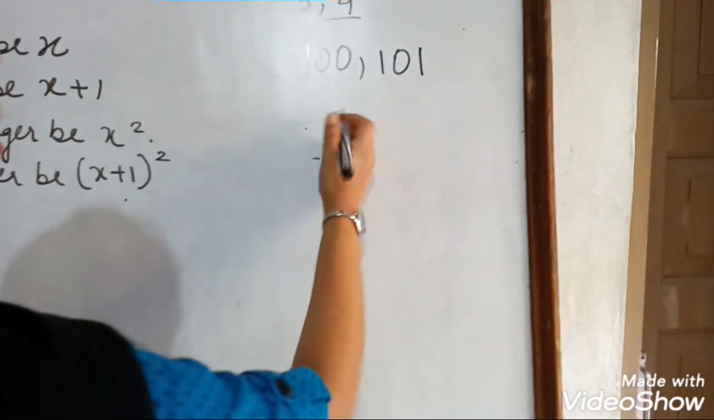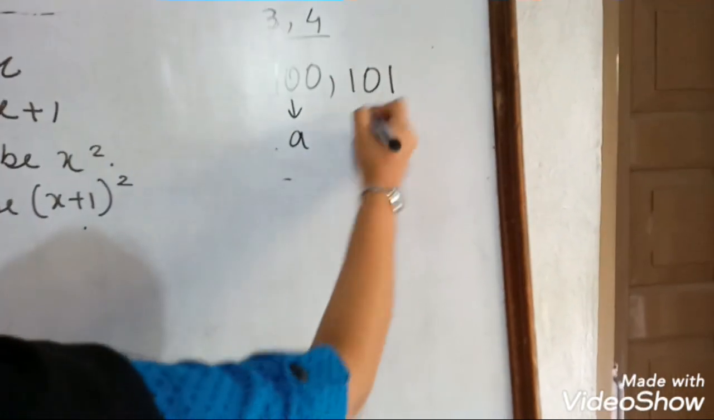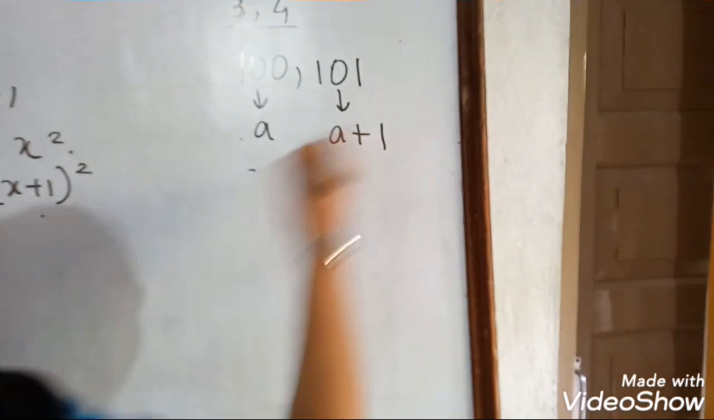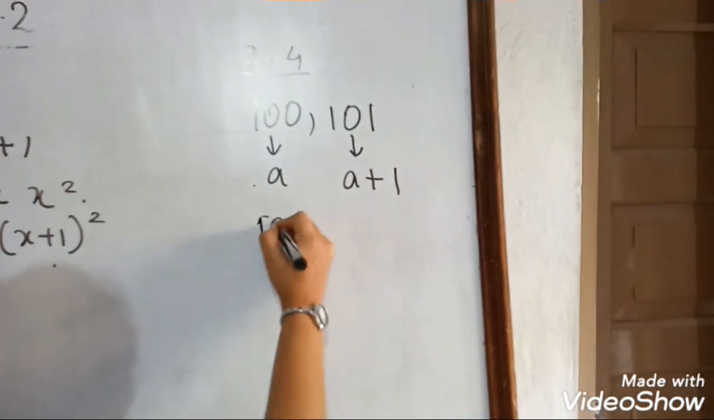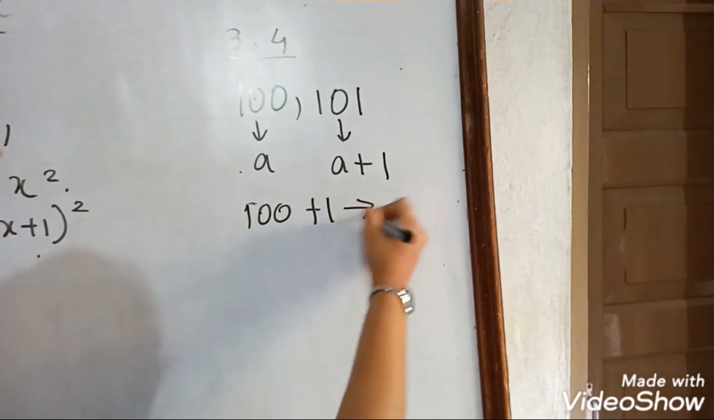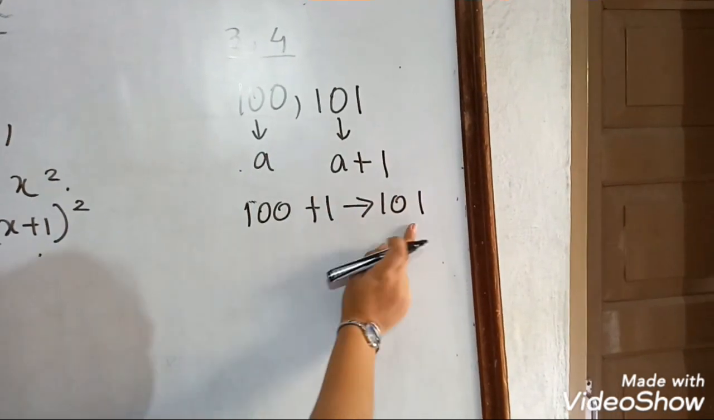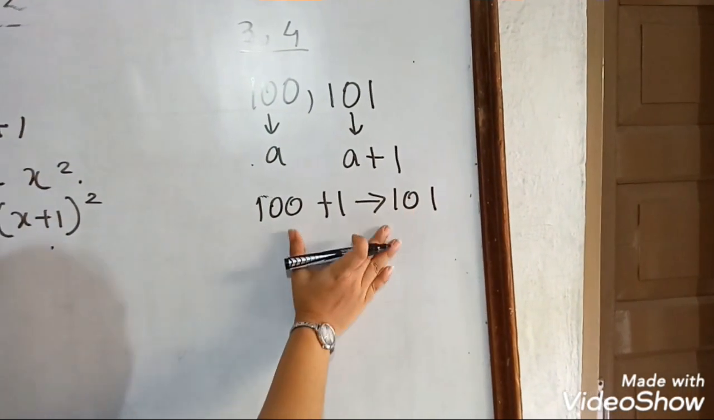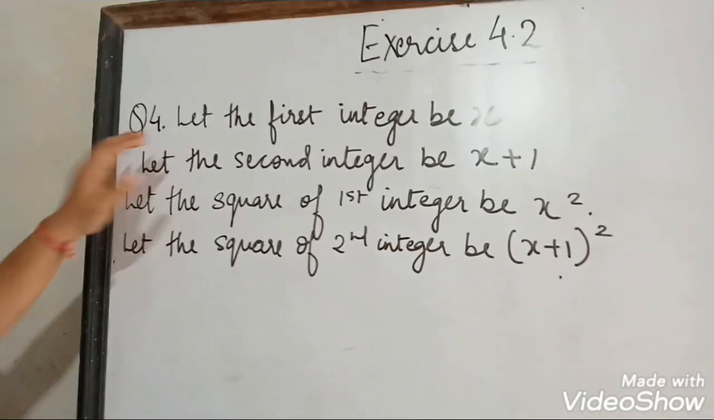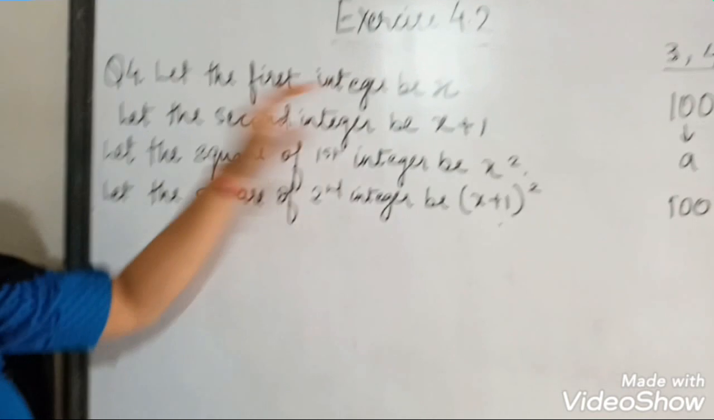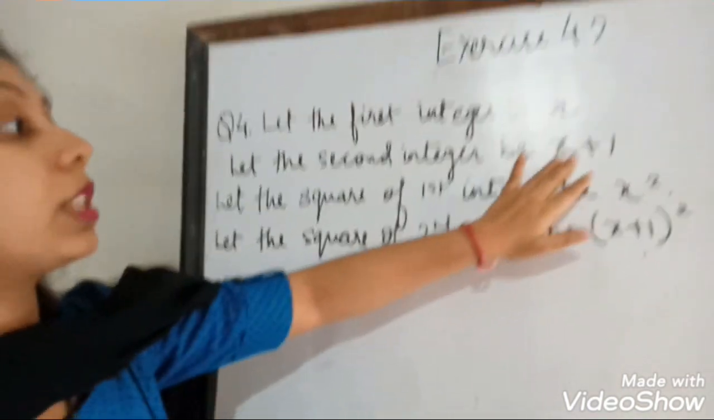So over here, if this number is a, this will be a plus 1, isn't it? In 100, I am adding 1 to it, so I am getting 101, the next consecutive number. This same criteria we are going to follow in this question. Let the first integer be x. Let the second integer be x plus 1.